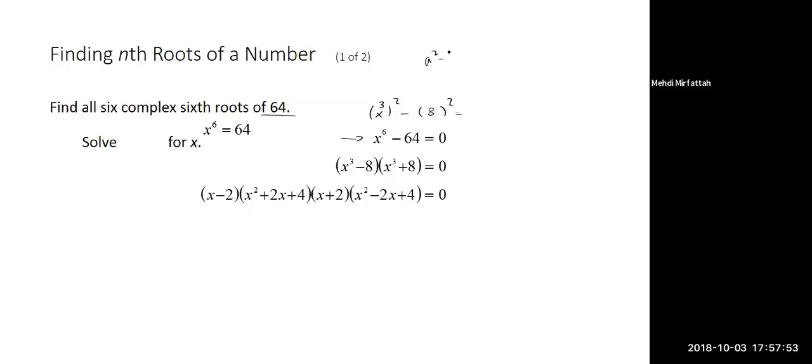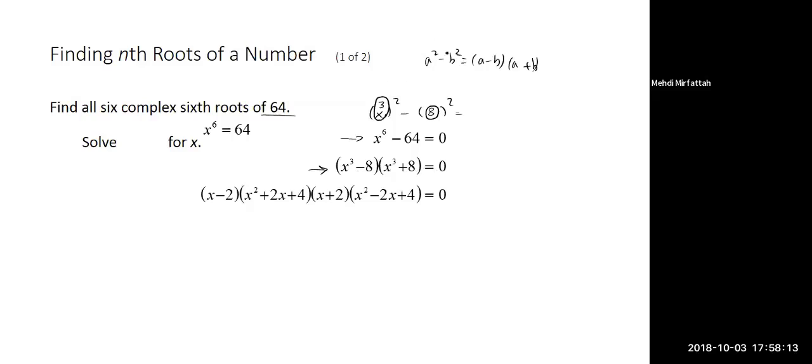Remember, a squared minus b squared is equal to a minus b times a plus b. So my a is x to the power of 3 and my b is 8. So if I factor this, I get x to the power of 3 minus 8 times x to the power of 3 plus 8. Now these are difference of cubes.